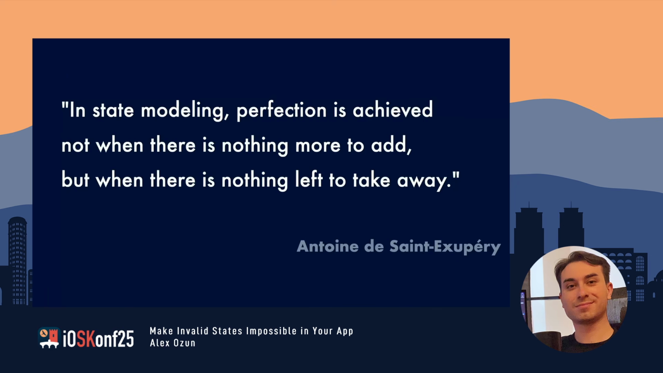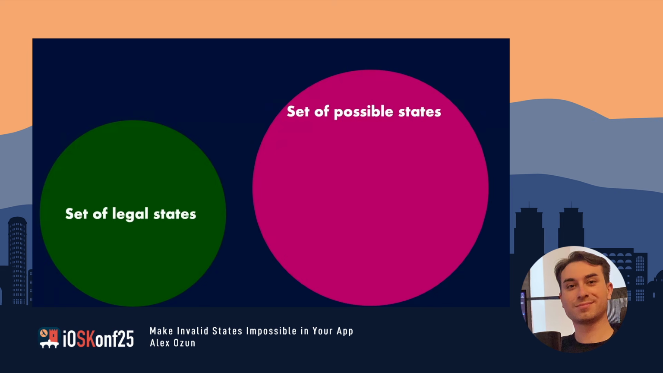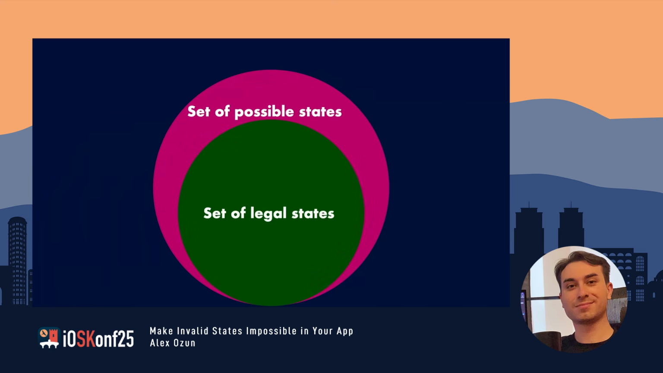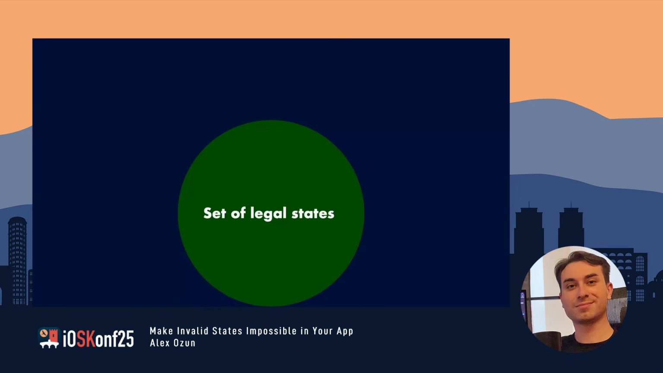And so, paraphrasing Antoine de Saint-Exupéry, in state modeling, perfection is achieved not when there is nothing more to add, but when there is nothing left to take away. And so, if we look at this problem schematically, we had a set of legal states and a set of possible states, and the set of possible states was larger. And in this difference lay our illegal states. And so what we did is we matched these sets.